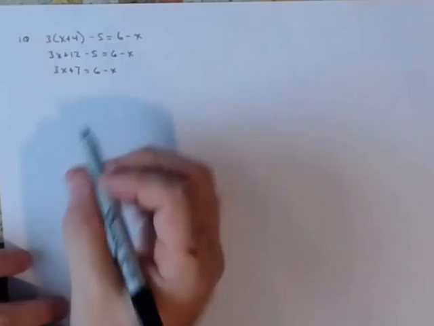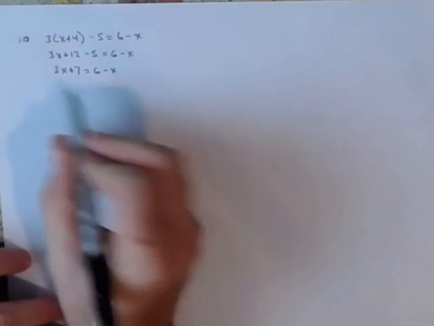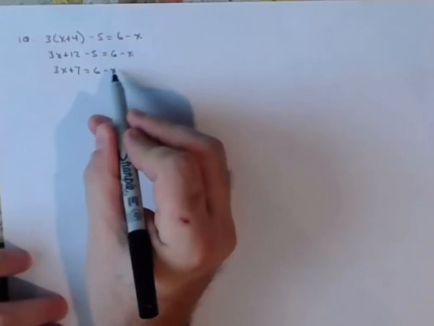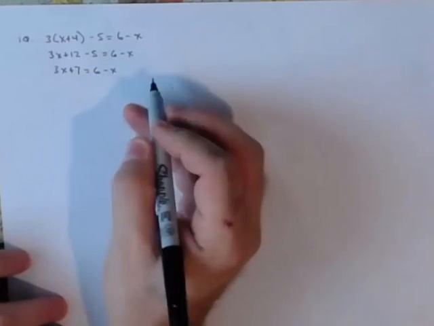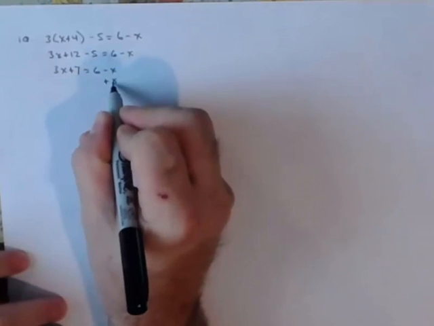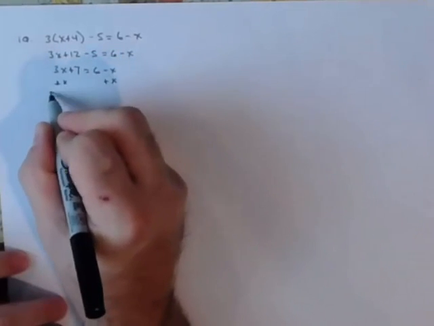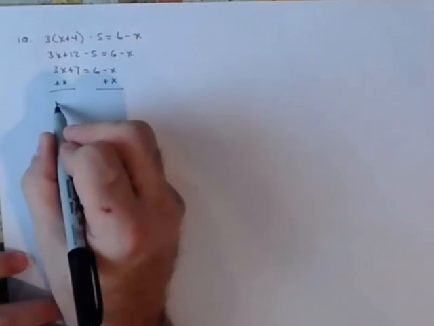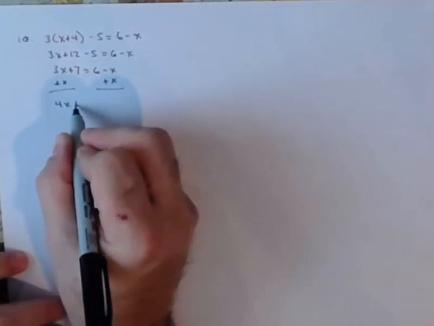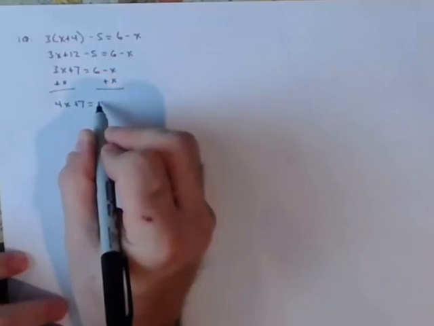Okay, so I want to get rid of the x term on this side and bring it across, and I do that by using the opposite operation. In this case, it's 6 minus x. I'm going to add x to both sides, and the result here then is 4x plus 7 equals 6.